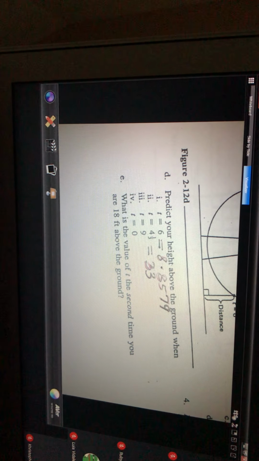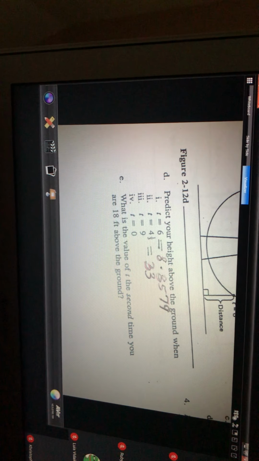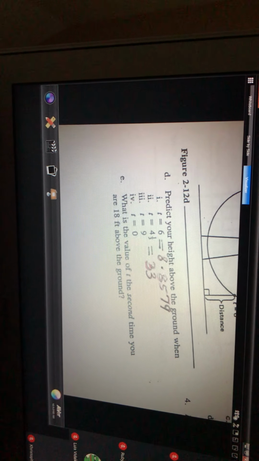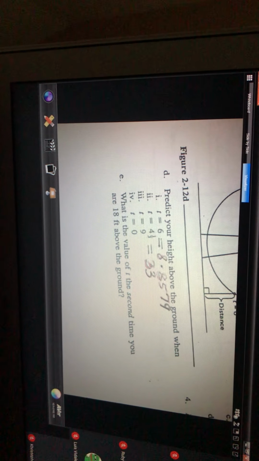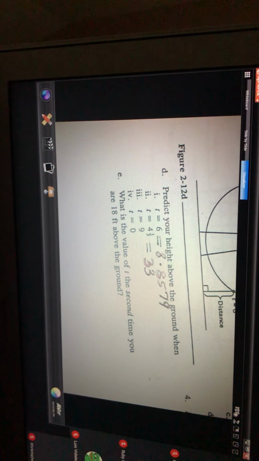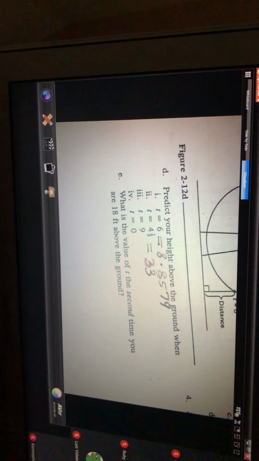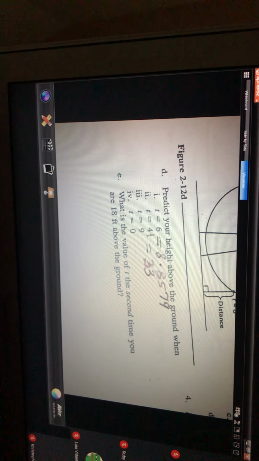The question now: what's the value of t the second time you are 18 feet above the ground? How do you answer such an intricate question? Very simple, with your calculator.